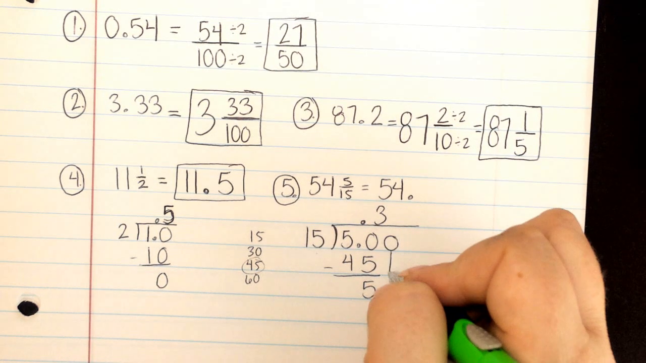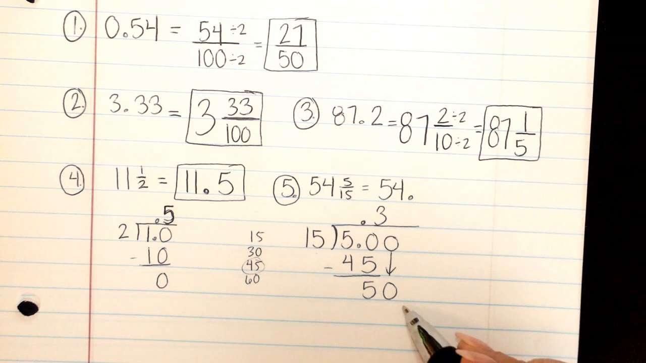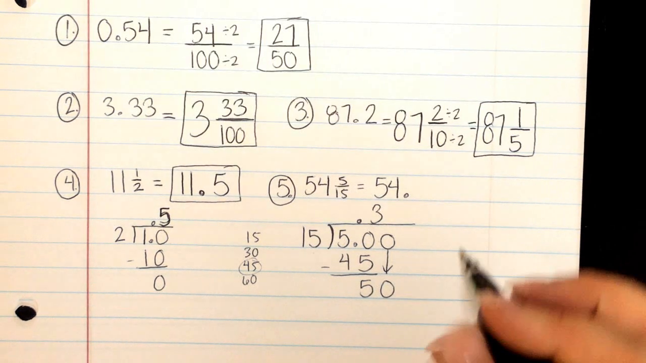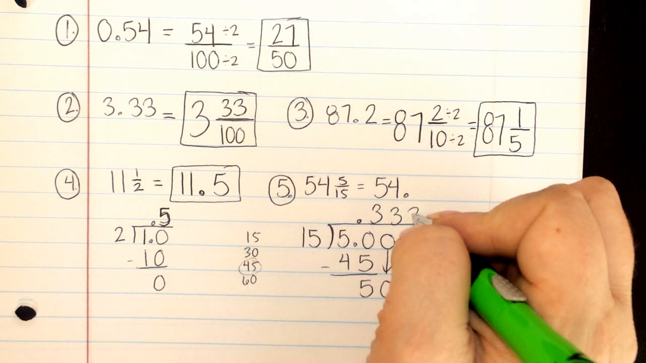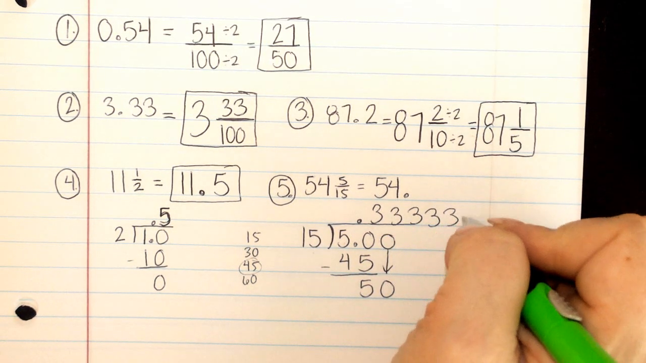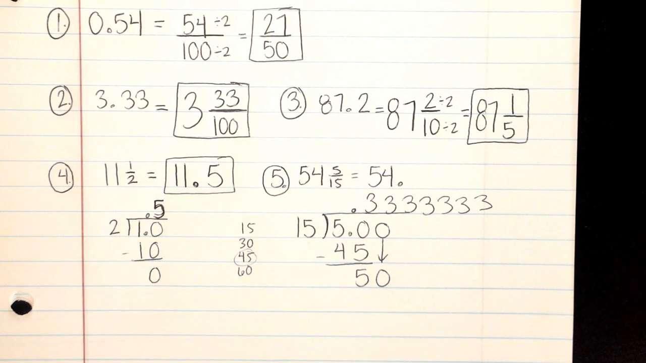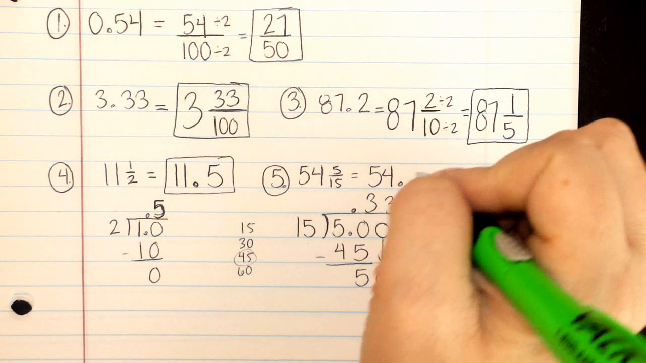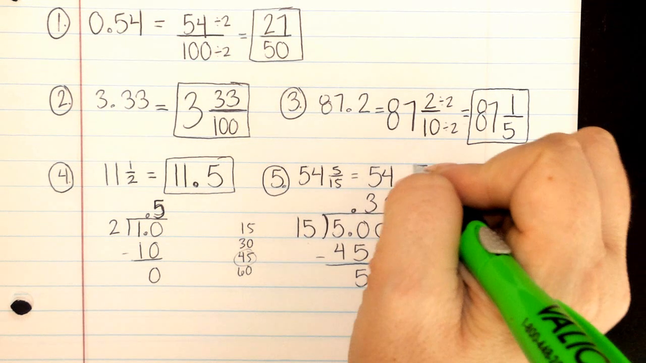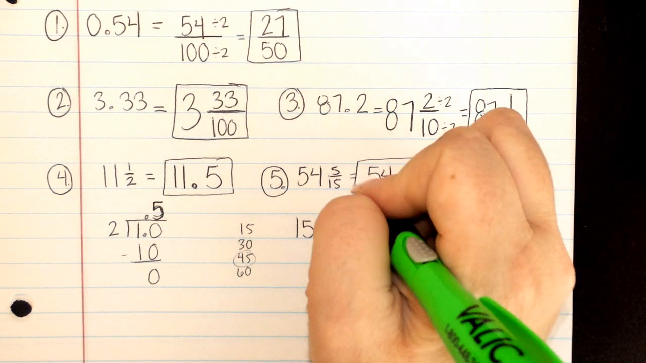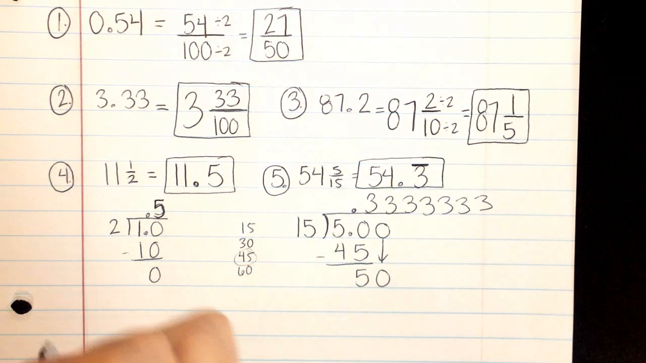If I add a 0 and bring it down, what do I get again here? 50. 15 will go into 50. How many times? 3. And I'm going to keep getting that 3 over and over. So what does that mean I need to write for my answer? 54.3 with a dash. Yeah, we have our 54.3, and we're going to put a dash over that 3 so we know it repeats. Excellent job.